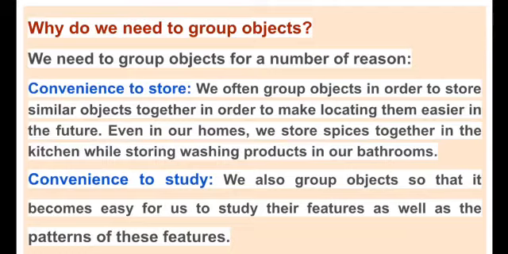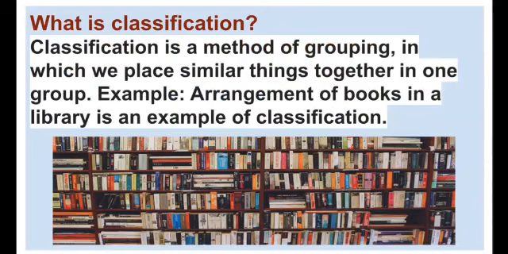Okay, now we'll talk about what is classification, because we have done a lot of discussion. We have classified this, we have classified that. So what is classification actually? Classification is a method of grouping in which we place similar things together in one group. Okay, if we place similar things in one group, it is very easy and handy for us to pick the desired thing.